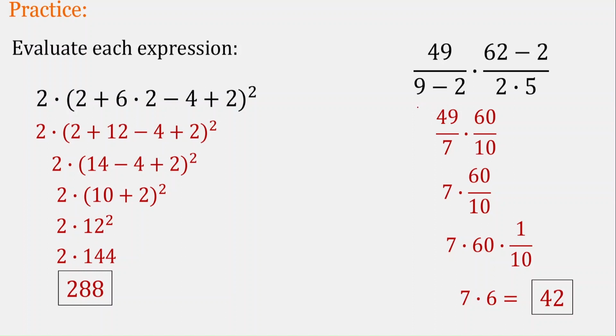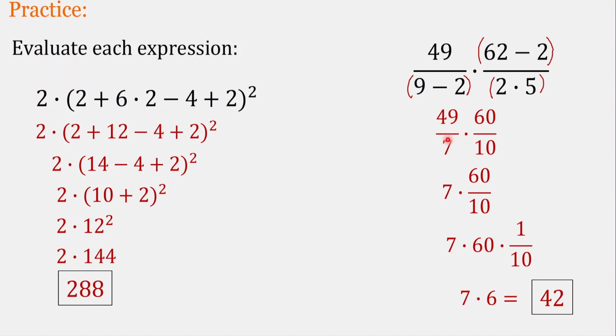Looking at this last problem, we have 49 divided by 9 minus 2. So this operation in the denominator can be viewed as a grouping, as is 62 minus 2 in the numerator and 2 times 5 in the denominator. So now we'll go ahead and evaluate each of these parentheses. So we have 49 divided by 9 minus 2. 9 minus 2 is 7. And then 62 minus 2 is 60. And 2 times 5 is 10.